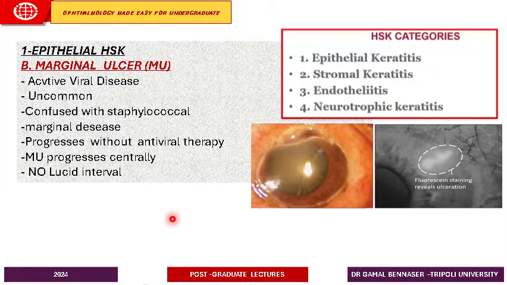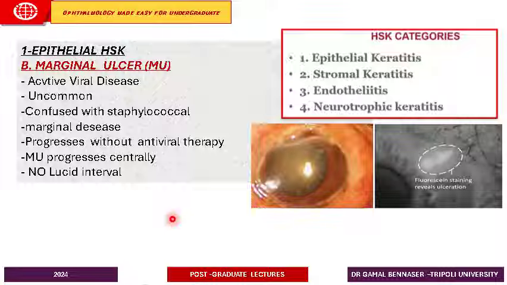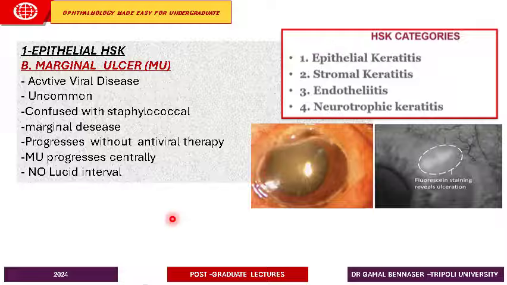However, in the herpetic marginal keratitis, due to active invasion of the virus itself, if not treated, it will progress. Usually, it will progress centrally. Another feature to differentiate herpetic marginal keratitis from staphylococcal marginal keratitis is that there is no lucid interval. The lucid interval is a healthy area at the limbus between the inflammation and the infiltration, and the limbus. This is seen in the staphylococcus marginal keratitis.